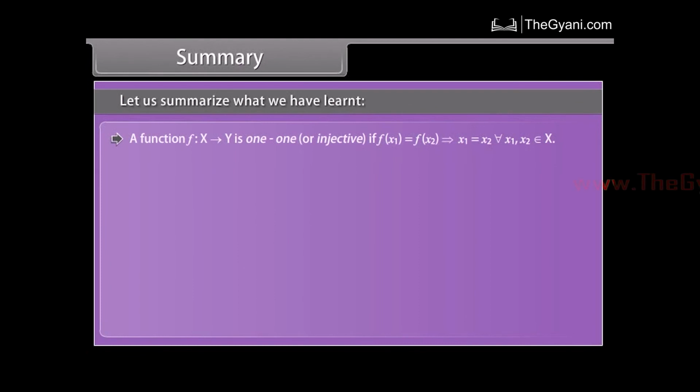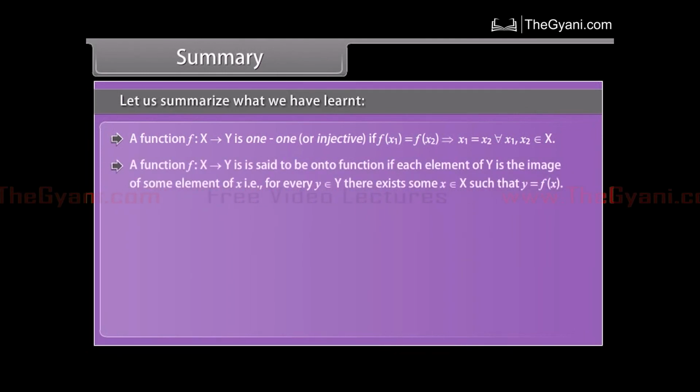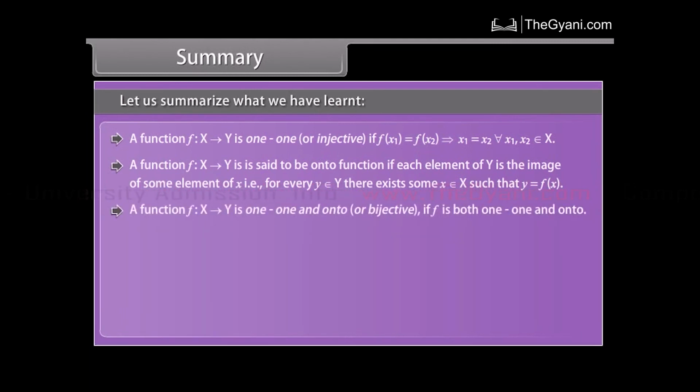A function f from X to Y is 1-1 or injective if f(x1) is equal to f(x2) implies that x1 is equal to x2 for each x1, x2 belongs to X. A function f from X to Y is said to be onto function if each element of Y is the image of some element of X, that is, for every y belongs to Y, there exists some x belongs to X such that y is equal to f(x). A function f from X to Y is 1-1 and onto or bijective if f is both 1-1 and onto.